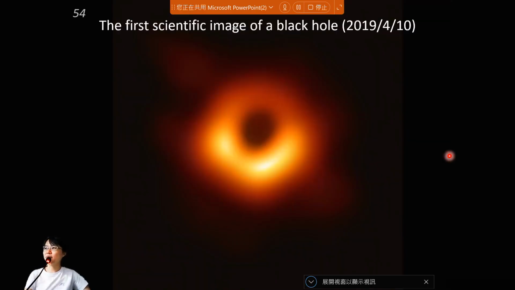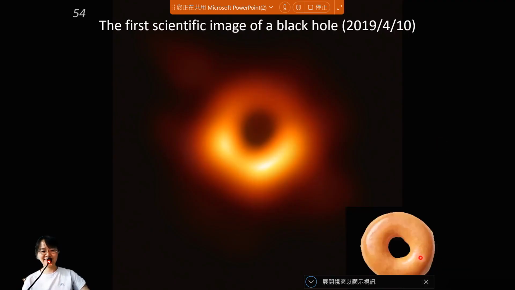So I don't know how many of you paid attention to this news. That was a very large event 4 years ago. The first scientific image of a black hole, which was published in April 2019, looks like this, right? A donut. In the movie Interstellar, they also had a very nice depiction of the black hole, which obeyed the physics that we knew at that time.